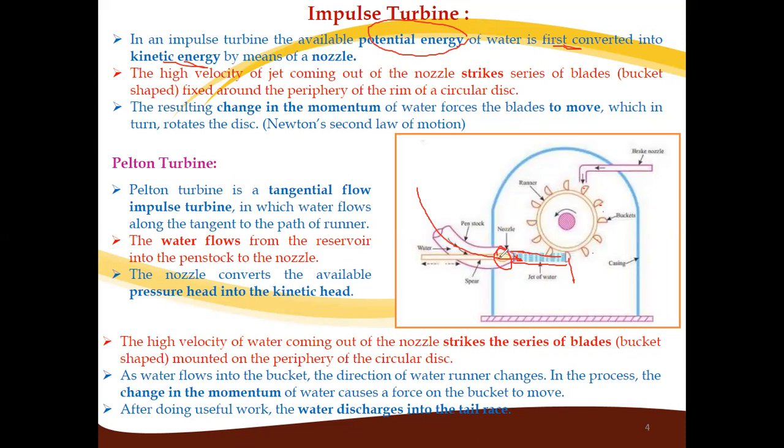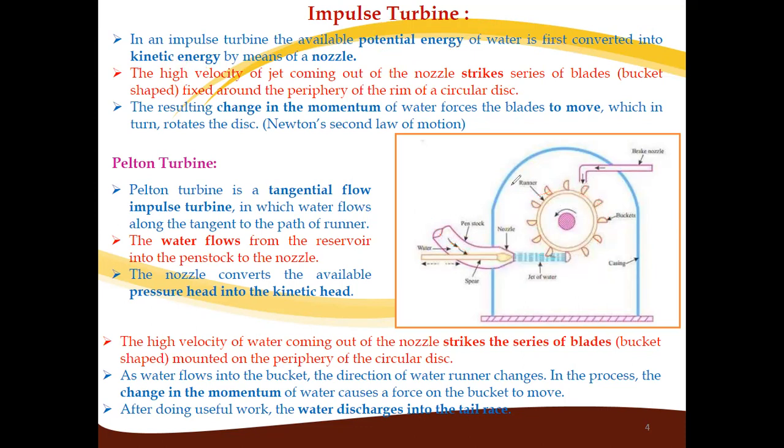Because the high velocity jet of water strikes this blade, it results in a change in momentum of the water, and that forces the blade to move in this direction. So the blade moves in this direction, and because of that the runner rotates, which turns this disc, or runner, by using Newton's second law of motion, that is the impulse momentum theorem.